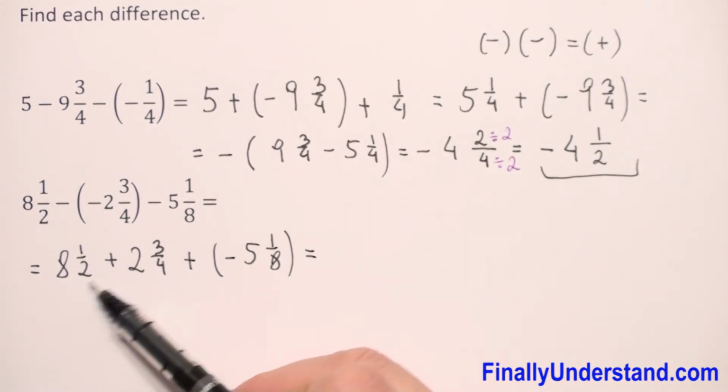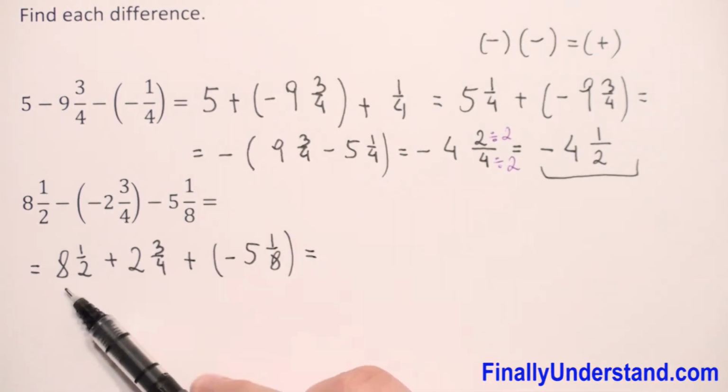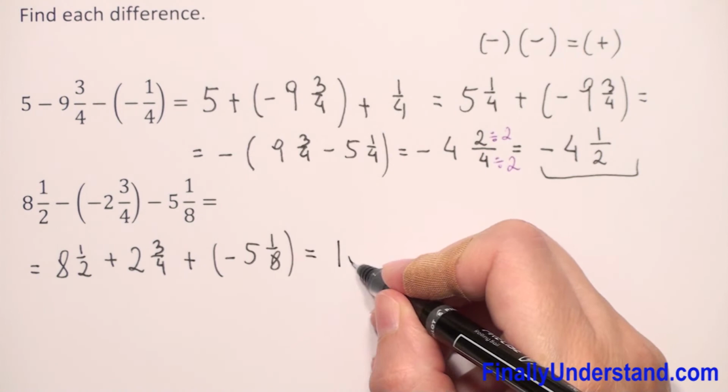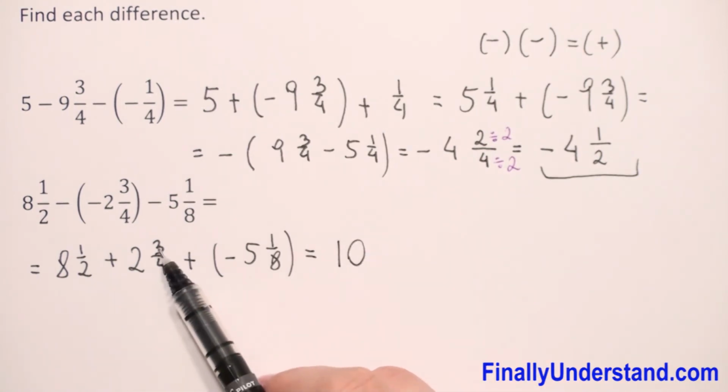First we can add these two first numbers, both of them positive. So the answer will be positive. 8 plus 2 is 10. Positive sign we don't have to write. 1 over 2 plus 3 over 4.